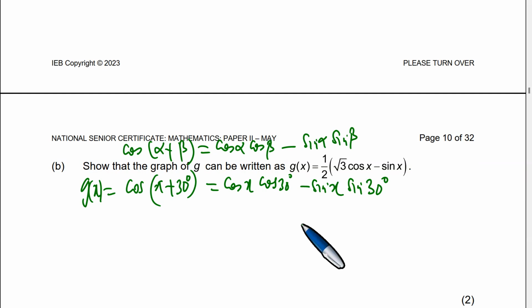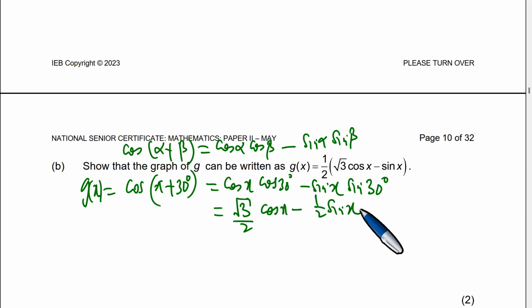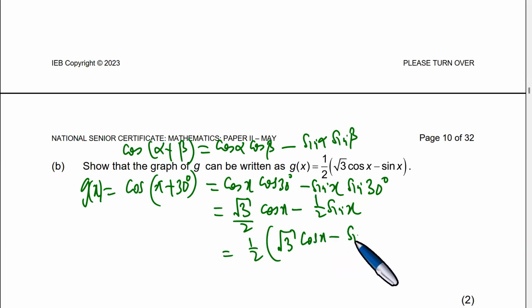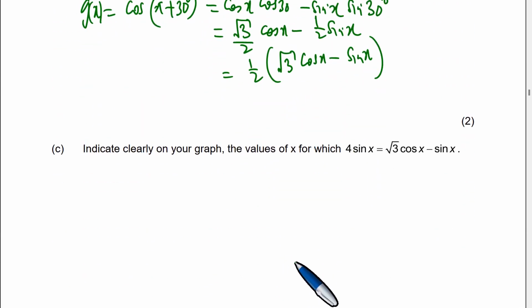Which is root 3 over 2 cosine x, minus 1/2 sine x. So if you look at the common factor here, the common factor is just 1/2. Pulling 1/2 out leaves us with the square root of 3 within the parentheses, cosine x minus sine x. This is how that one will be done.